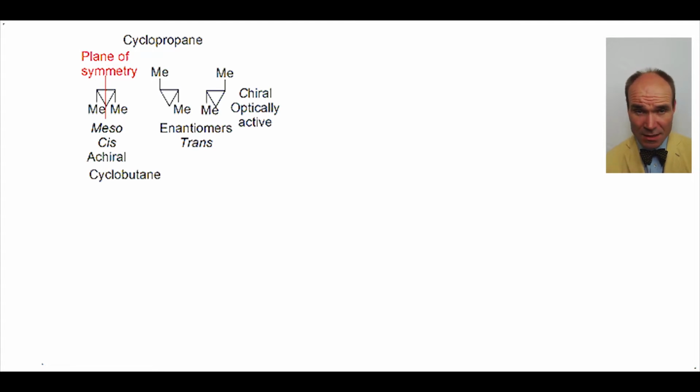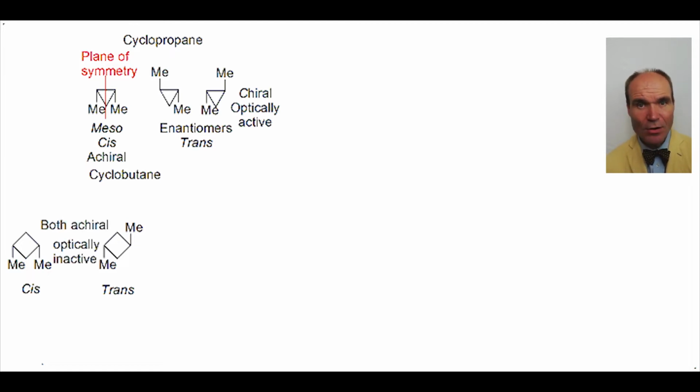Now, the 1,2 disubstituted pattern is similar to the cyclopropane case we just looked at, so we won't dwell upon it. However, the 1,3 disubstituted arrangement displays some interesting properties. Here is an example: on the left, cis, on the right, trans. Both are achiral, optically inactive.